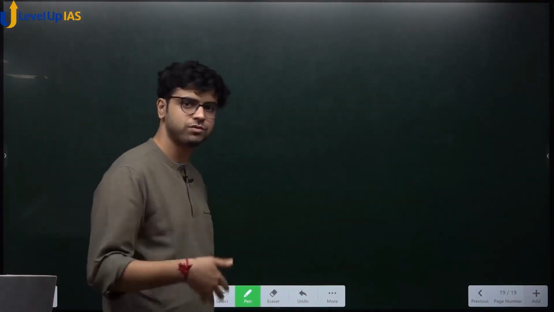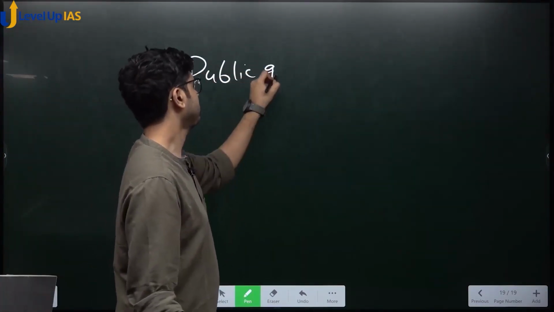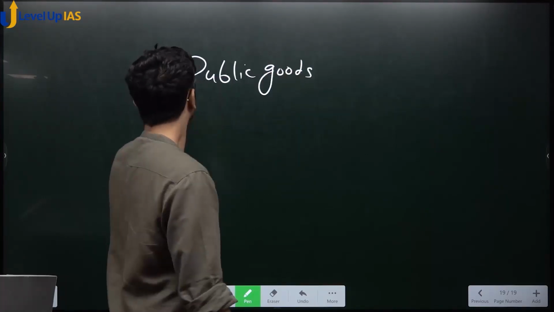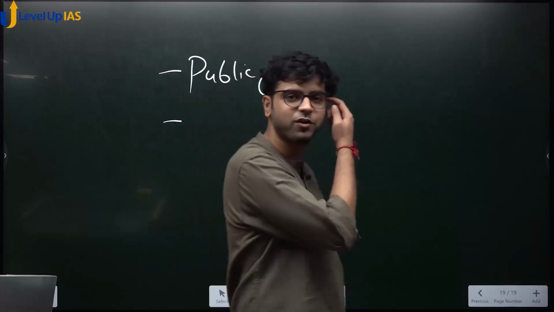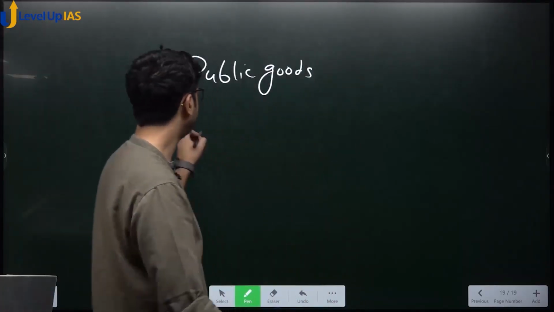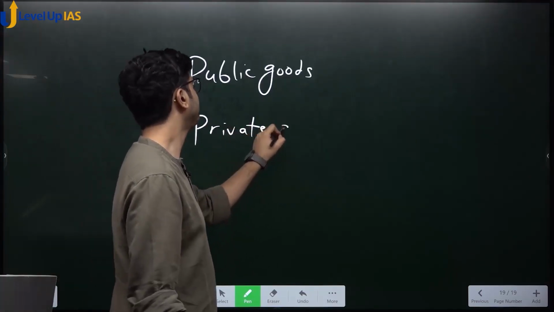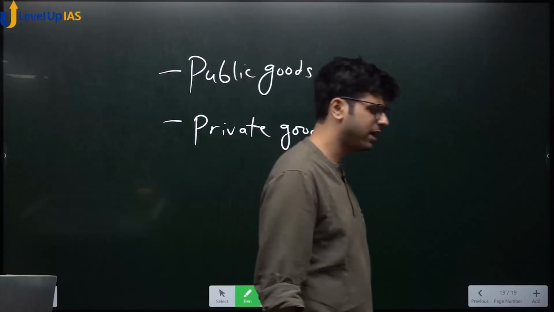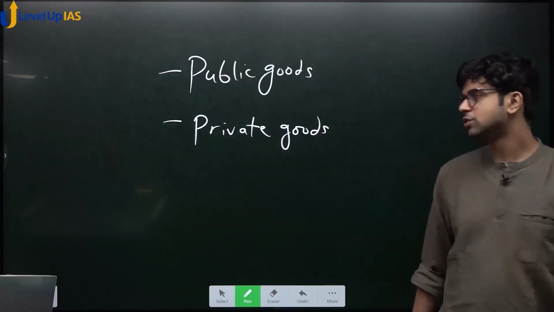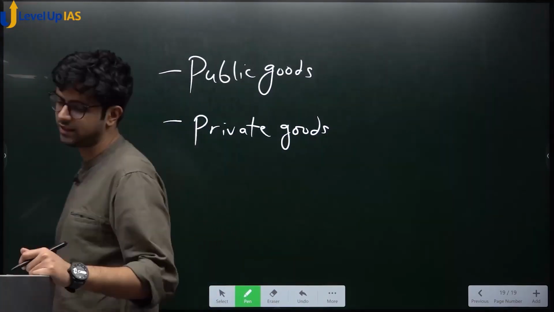So whatever goods, whatever services government provides are known as public goods. What is the other counterpart of public goods? Whatever goods are provided by the private parties, they are called private goods. It's fairly simple, fairly easy to understand. What are public goods and what are private goods? Very easy, straightforward. There is nothing more to this.